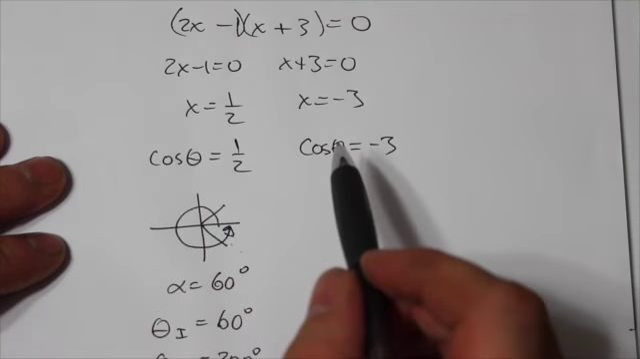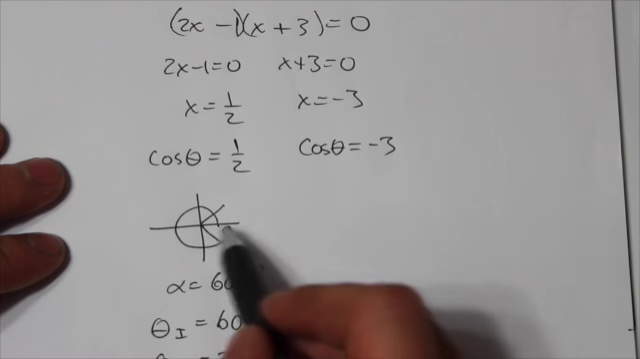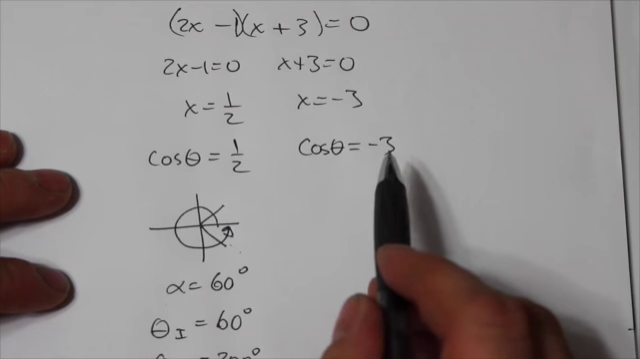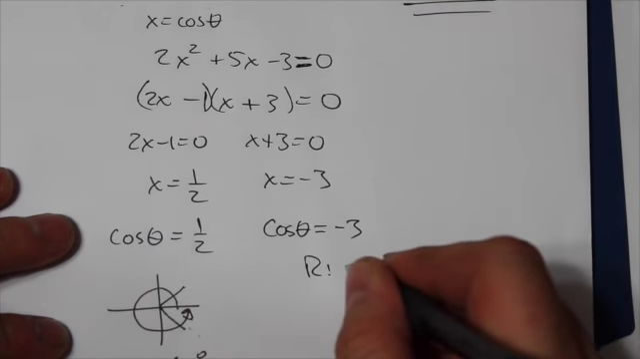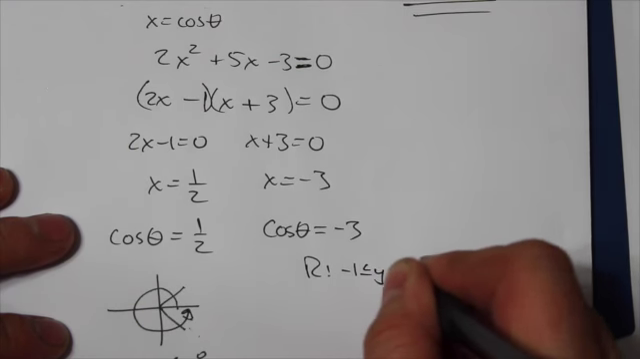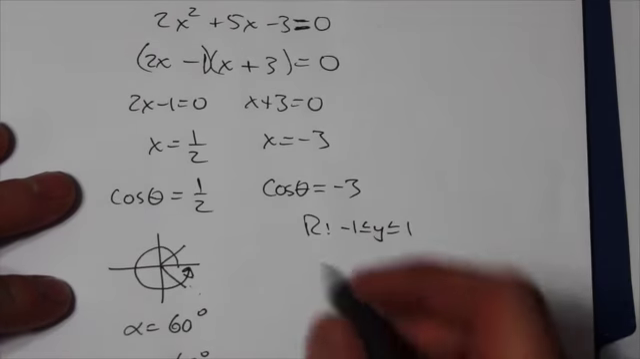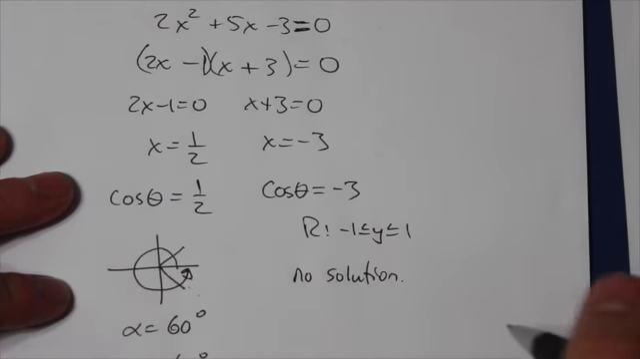Now I've got to take a look at this factor right here. Cosine of theta is equal to negative 3. Well, that's going to be in quadrants 2 and 3. But I'm not even going to write that down here because remember that the range of cosine is going to be -1 out to 1. Cosine never even gets to 3. So this is going to lead to no solution. This factor here is a dead end.